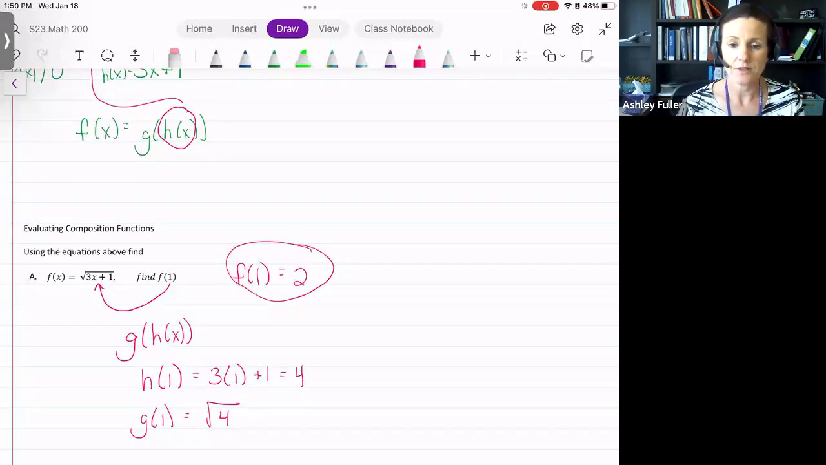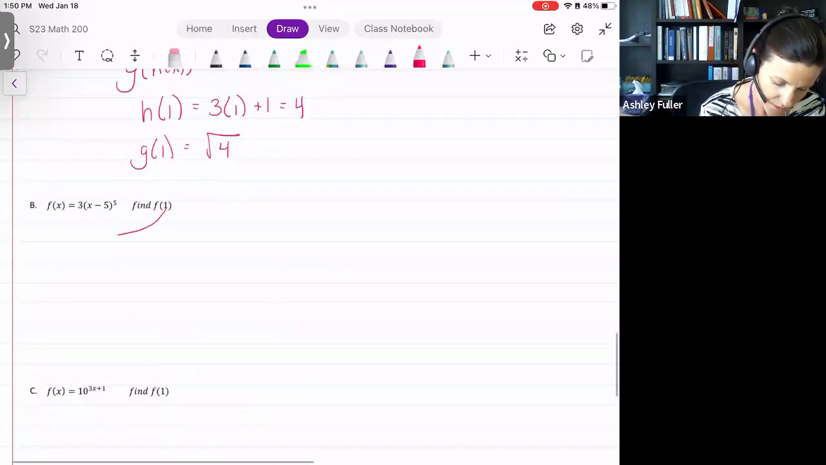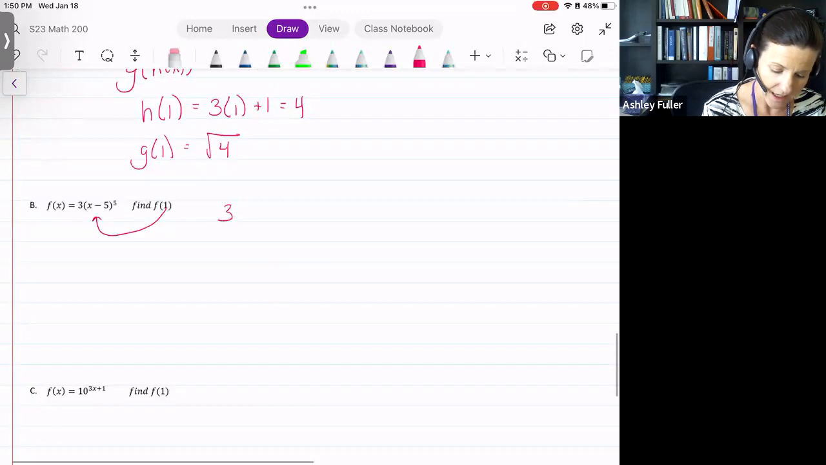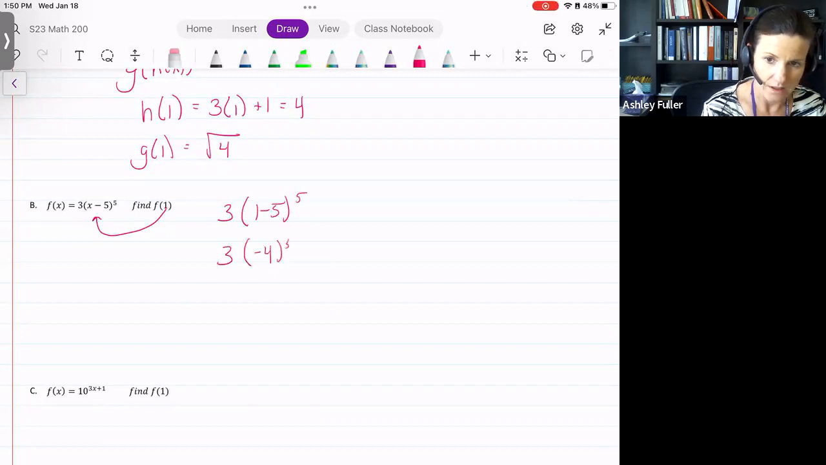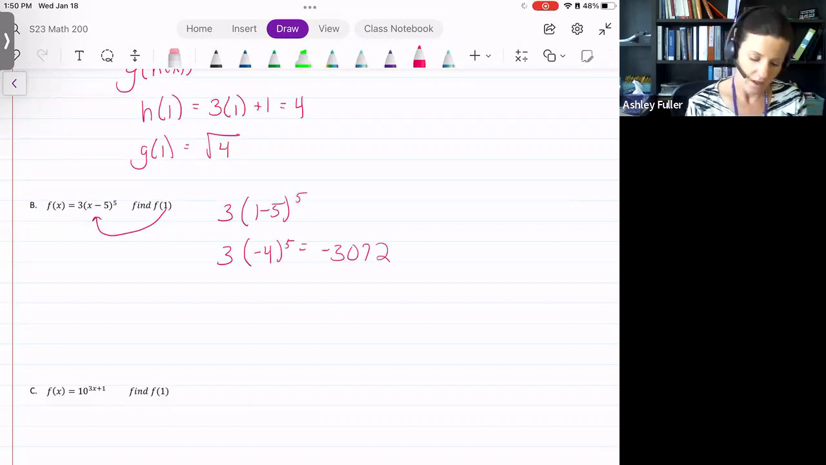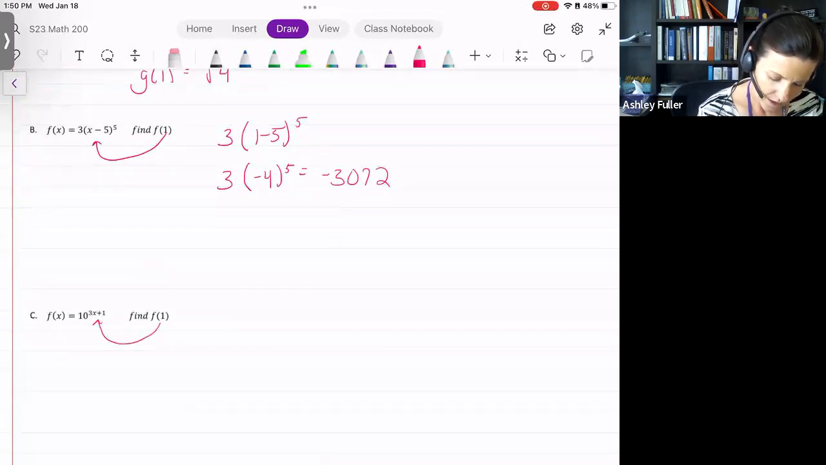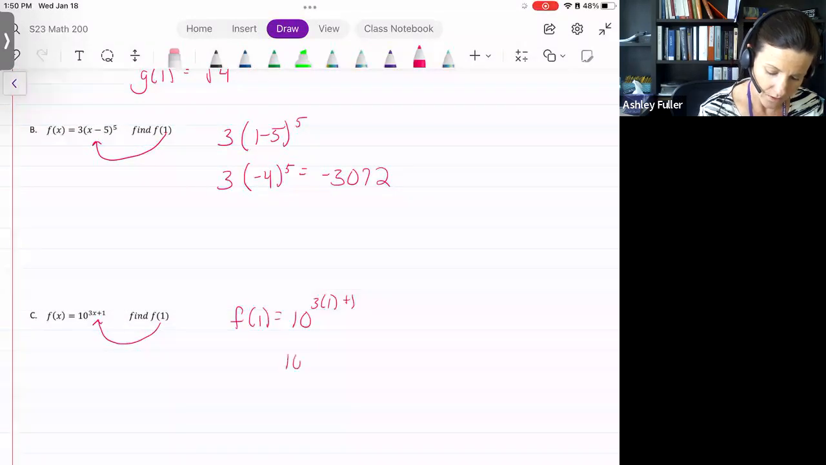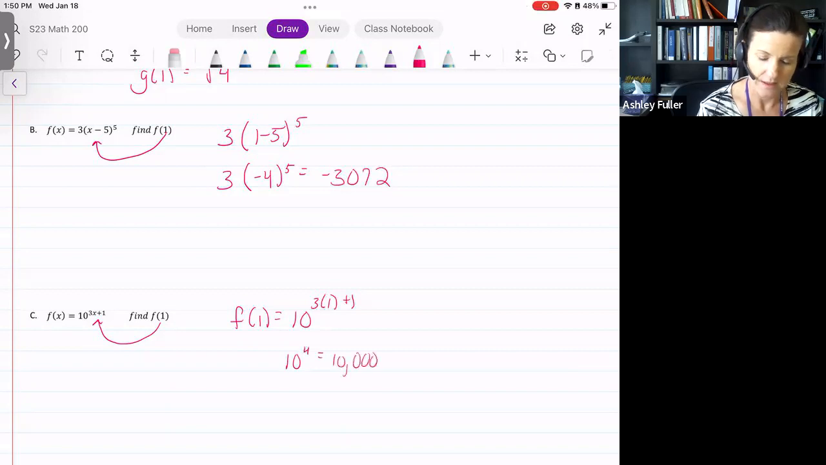However, you can also simply just plug those values in. So in other words, I can just plug this 1 directly in. I get 3 times 1 minus 5 to the 5th, which results in 3 times negative 4 to the 5th, which results in negative 3072. And then finally, again, I just plug that 1 in for x, and f of 1 is going to be 10 raised to the 3 times 1 plus 1, or 10 to the 4th, which is 10,000.